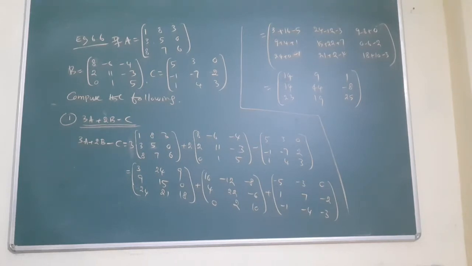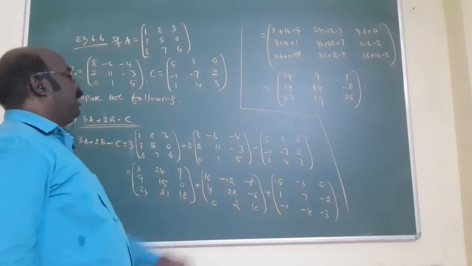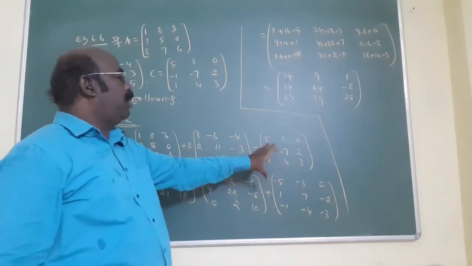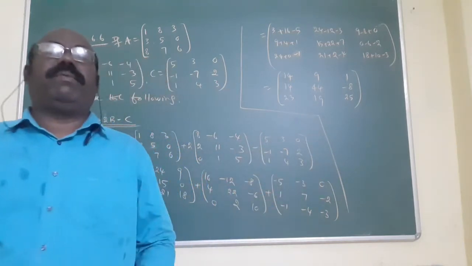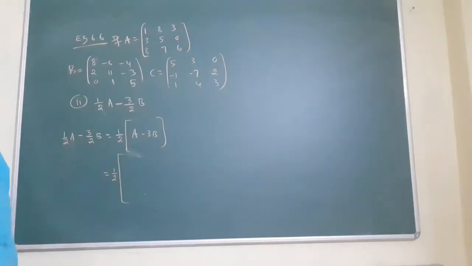Anyway, you multiply and add. The minus outside the bracket means this minus is multiplied to all elements. That's very important. That's all.